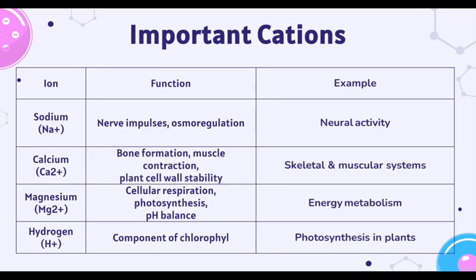The important cations, the positively charged ones. Sodium also helps with nerve impulses and osmoregulation, so it helps neural activity. Calcium ions are helpful for bone formation, muscle contraction and plant cell wall stability. Examples are the skeletal and muscular systems. Magnesium ions help with cellular respiration, photosynthesis and pH balance. The example is energy metabolism. Magnesium is also a component of chlorophyll, so it helps photosynthesis in plants.